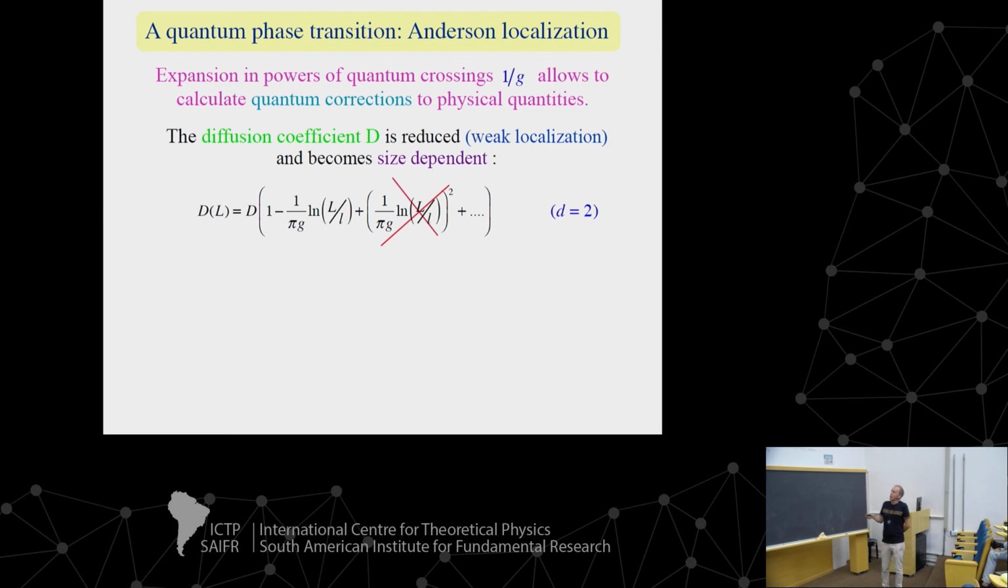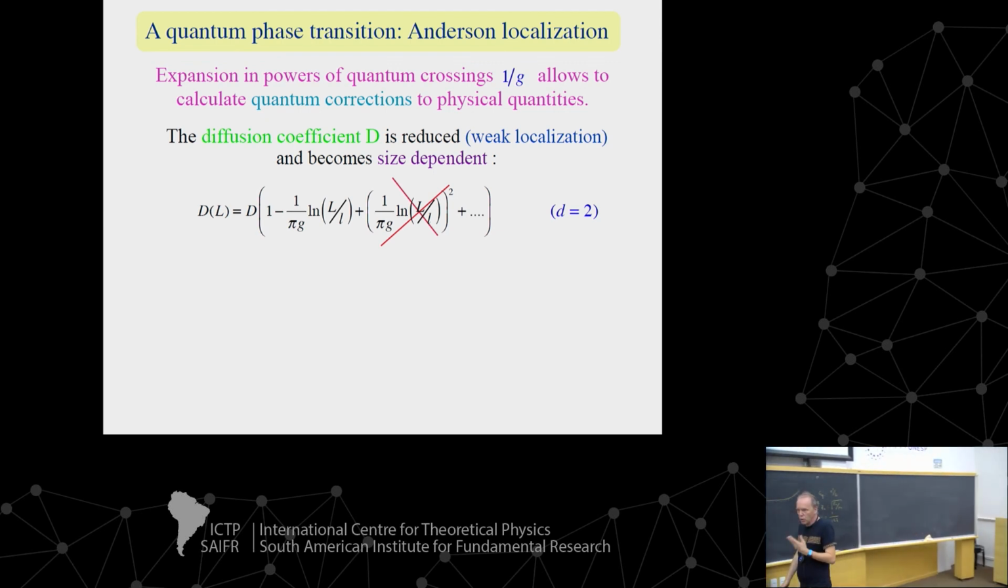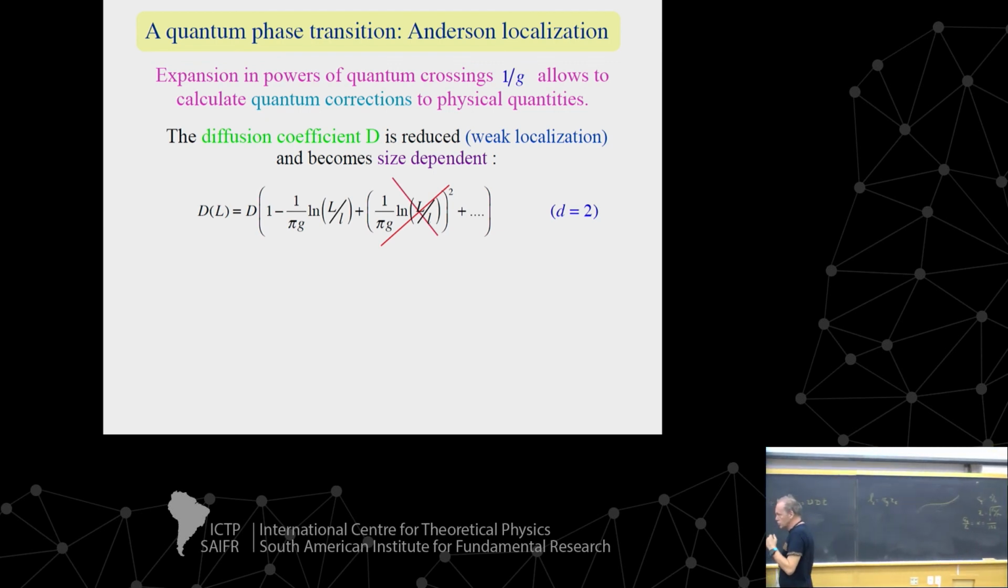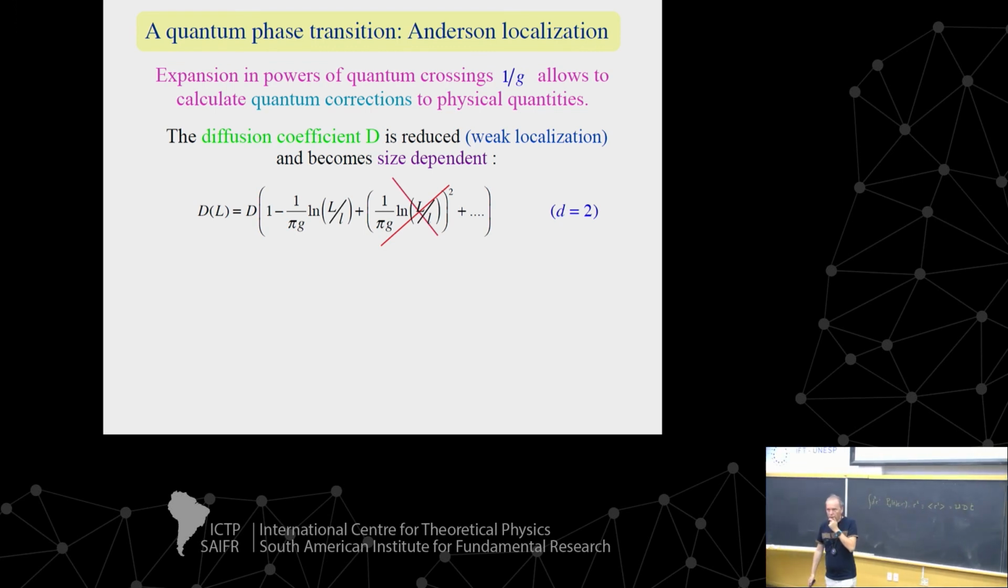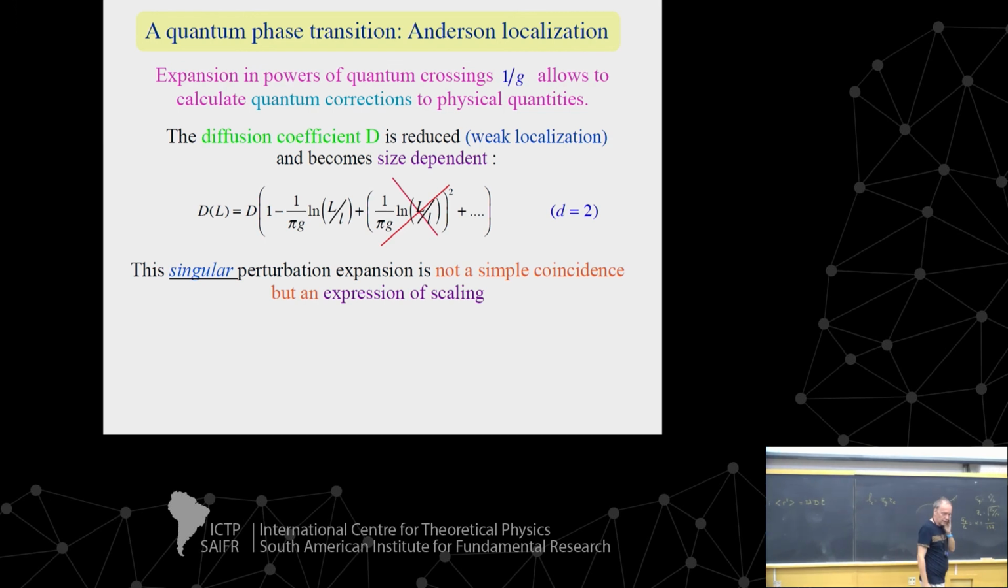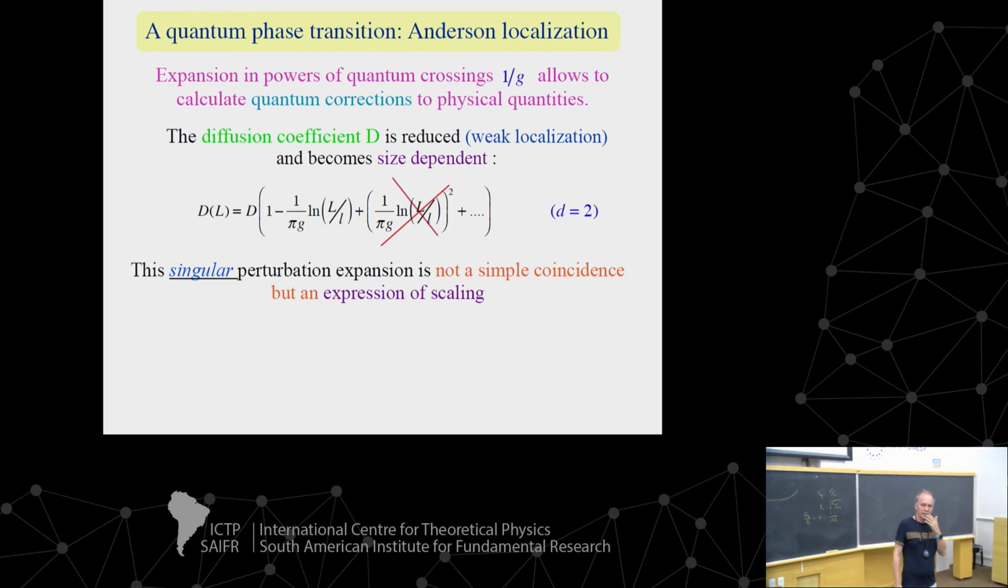And the next correction that you would expect would be something like this term squared. But when you do the calculation, what you notice is that this correction does not exist. It is 0. Okay? And this is not by chance. It is not a simple coincidence. It is an expression of something that is called scaling.